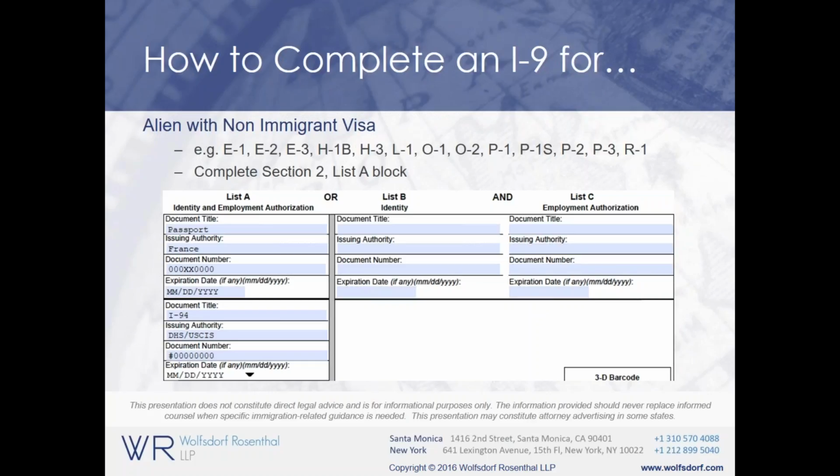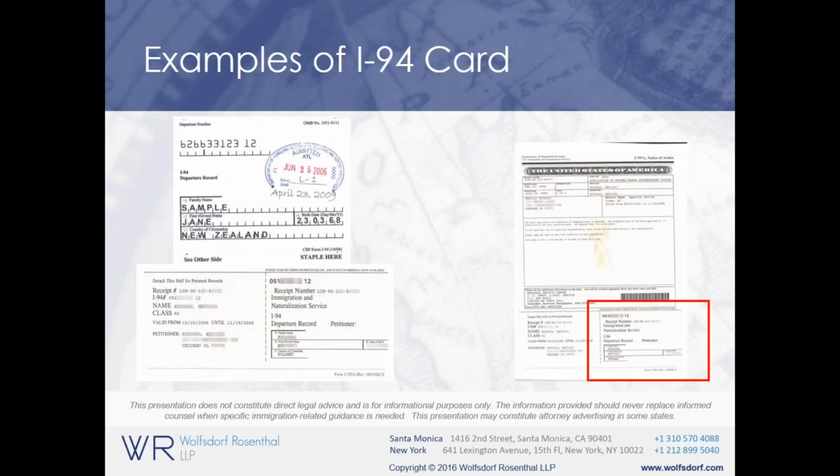This is how we would complete it: the passport with the issuing authority, the document number, the expiration date, in addition to the I-94, which is now an electronic I-94, where someone's going to have to print this from the website and present you that printed out copy. And this is how you would complete it. This is your older looking I-94. If you've got an approval notice, the I-94 might be on the bottom of that.